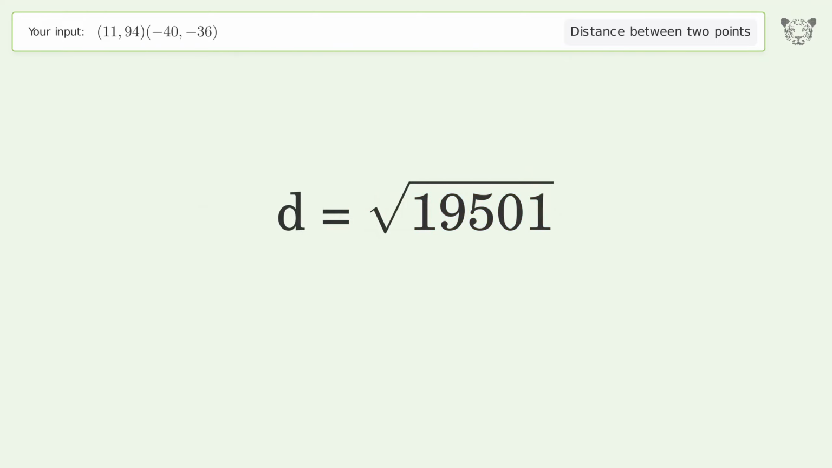And so the distance between the 2 points is the square root of 19,501, or 139.646.